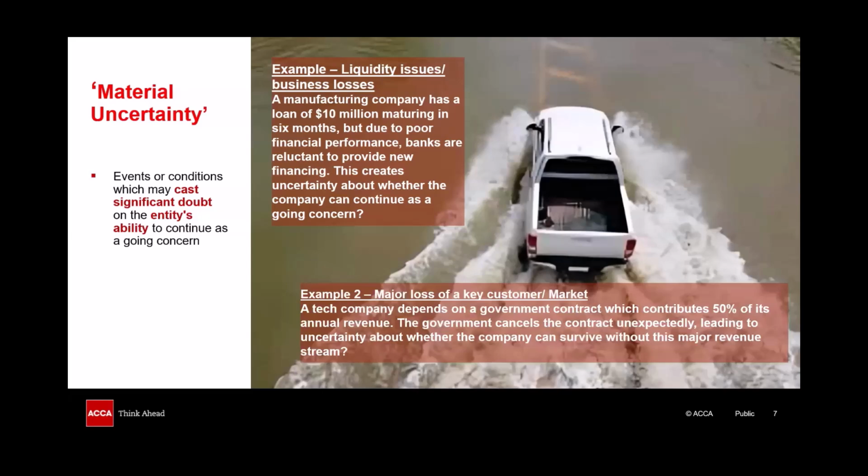Let's go through another example where the business is facing a major loss of a key client. A tech company that massively depends for its existence on a government contract that contributes almost 50% of its annual revenue. And the government unexpectedly cancels the contract. This situation is another example of a scenario that creates material uncertainty about whether the company can survive without this major revenue stream or not.